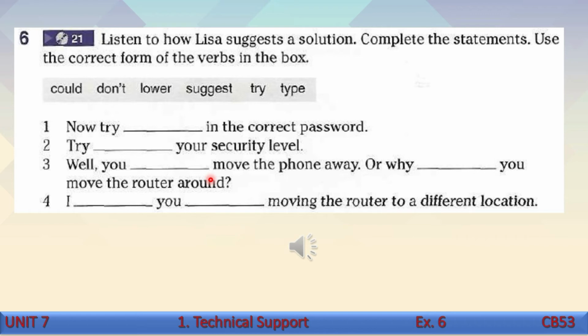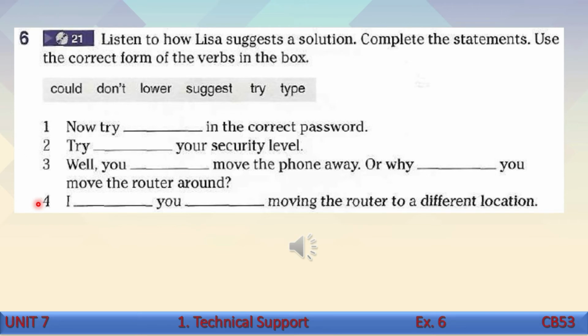Unit 7. Recording 21. 1. Now try typing in the correct password. 2. Try lowering your security level. 3. Well, you could move the phone away, or why don't you move the router around? 4. I suggest you try moving the router to a different location.